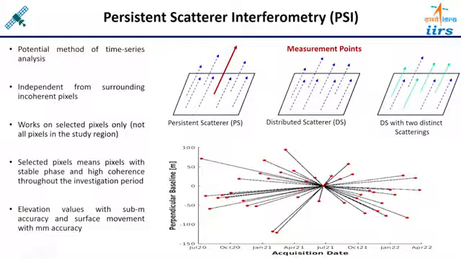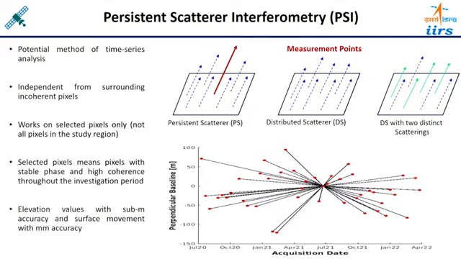So this technique is independent from the surrounding incoherent pixels. As I mentioned, this technique works on the coherent pixels, not on the incoherent pixels. Suppose in a particular area a few points are reflecting very strongly, so the coherence is very high. This technique works only on those pixels, and since those pixels are very strong, with very high coherence, the accuracy of the output is also very high. And this technique does not consider the adjacent pixels which are incoherent in nature, or you can say the noisy pixels.